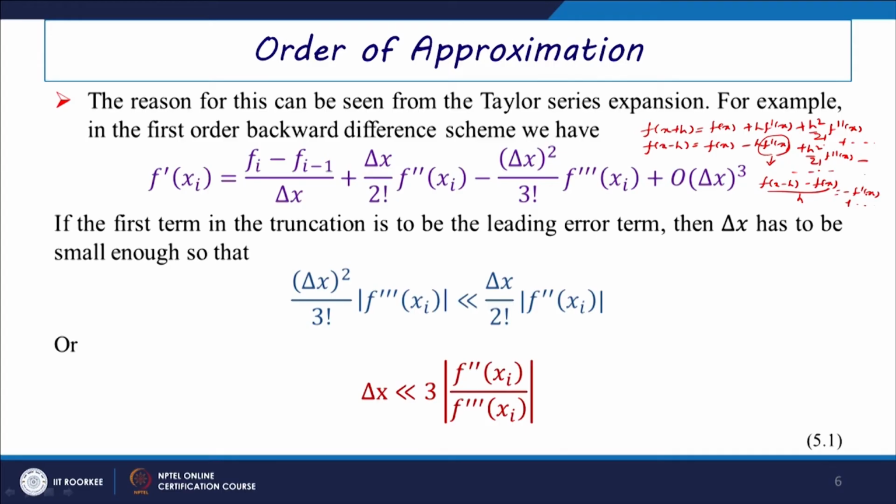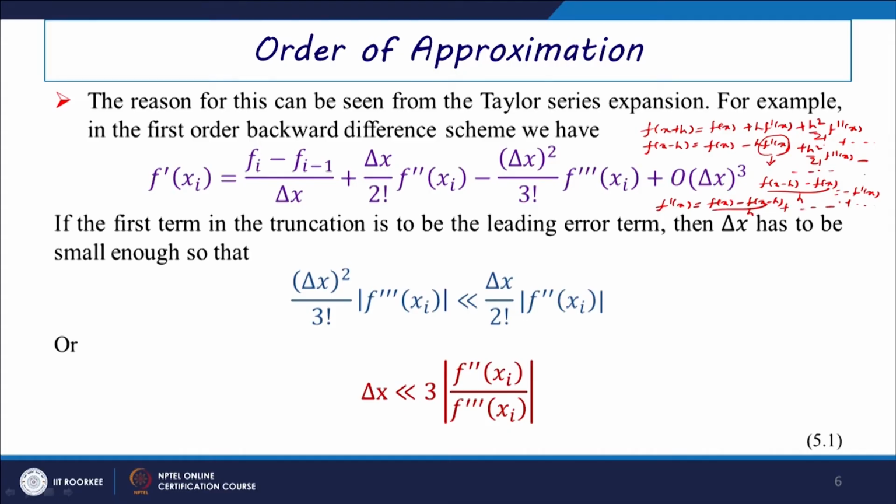And if you change the sign on both sides, then we can obtain the solution in the form f dash x equals f of x minus f of x minus h divided by h plus the rest of the terms.